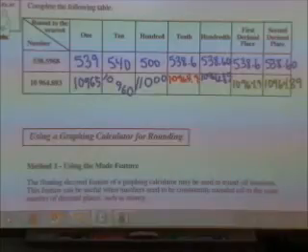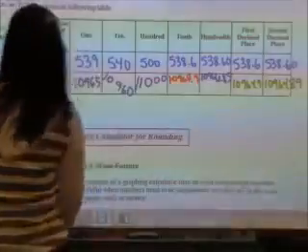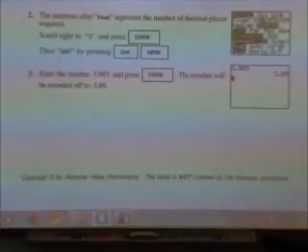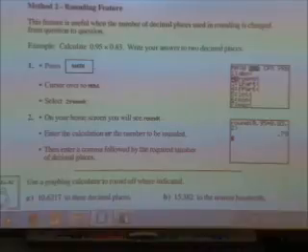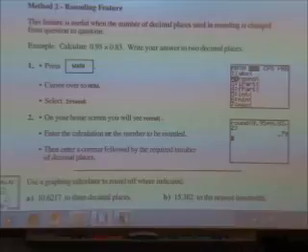So if you want to read through the next couple of pages on using the graphing calculator for rounding, you can. But like I said, I'm not going to go through it. I don't think rounding in that regard is beneficial. You need to know how to round without using the calculator.